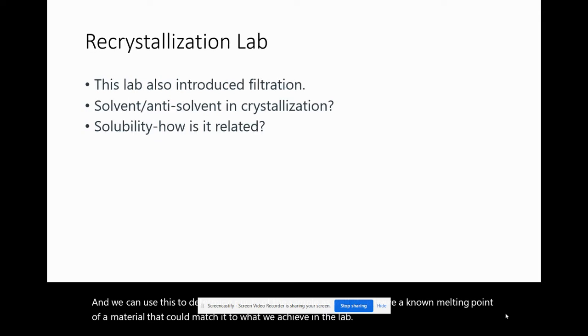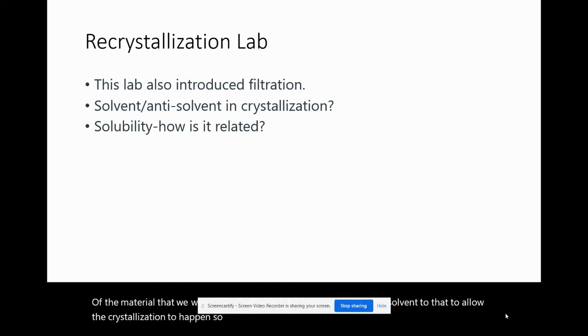Okay, the Recrystallization Lab. This is the one where we also did a filtration. So we heat up our material in a solvent, filter out materials that don't dissolve in that solvent. So now we should have a solution of the material that we want to crystallize. And then we can add an anti-solvent to that to allow the crystallization to happen.